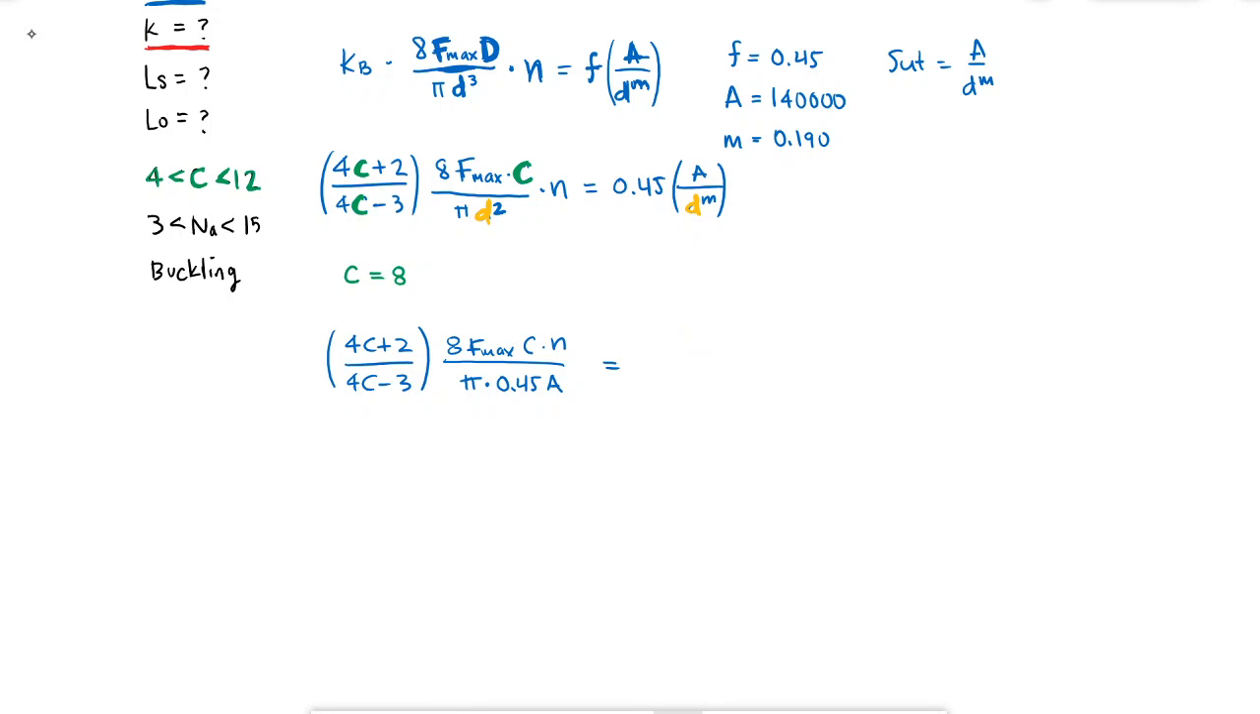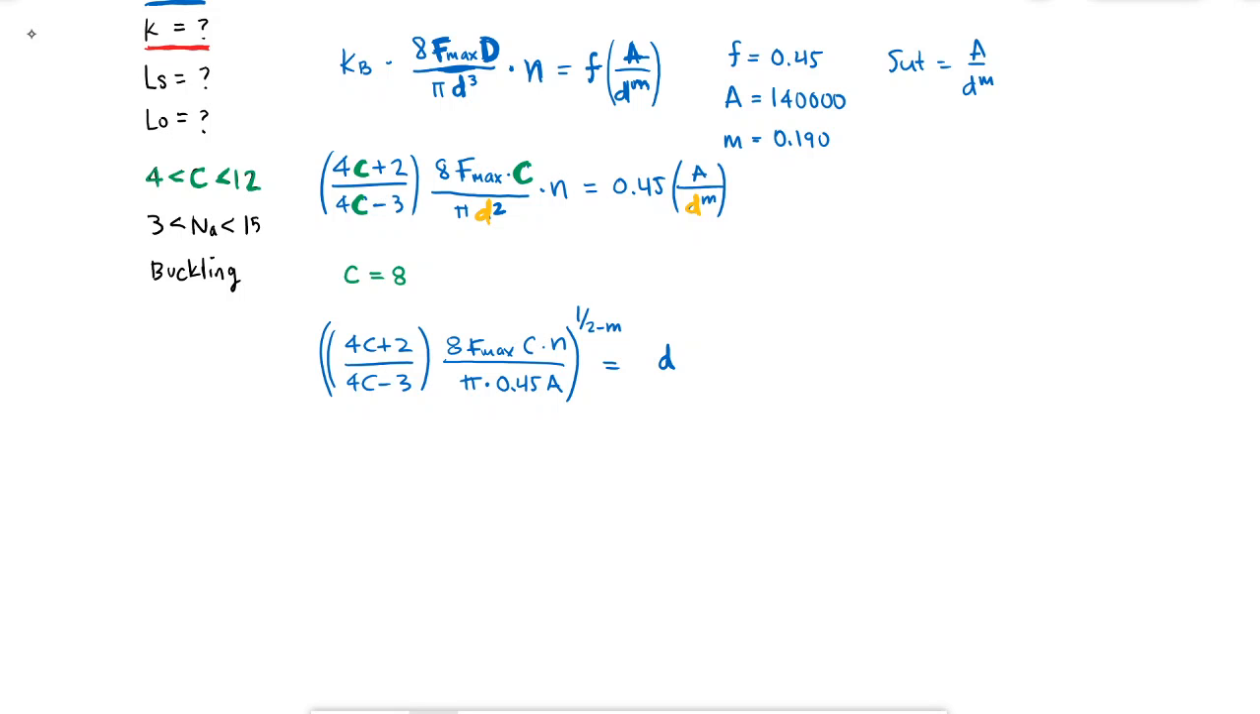Which would be d to the 2 minus M. Okay, and if I'm solving for d, it would just be the left hand side of the equation raised to the exponent of 1 over (2 minus M). And that would be my expression for d.